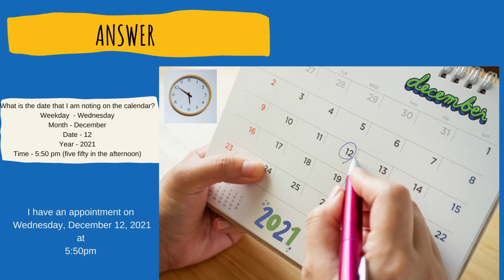The date I am noting on the calendar is the weekday is Wednesday, the month is December, the date is the 12th, the year is 2021. The time is 5:50 p.m. or 5:50 in the afternoon. The correct answer is I have an appointment on Wednesday, December 12th, 2021 at 5:50 p.m.